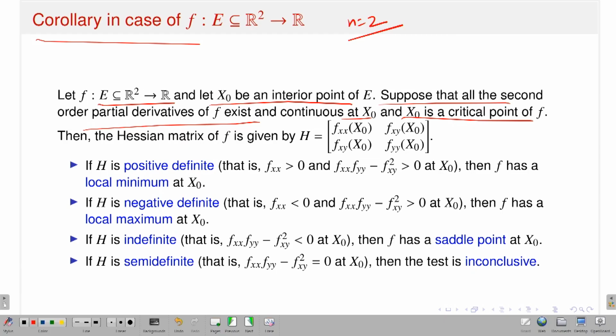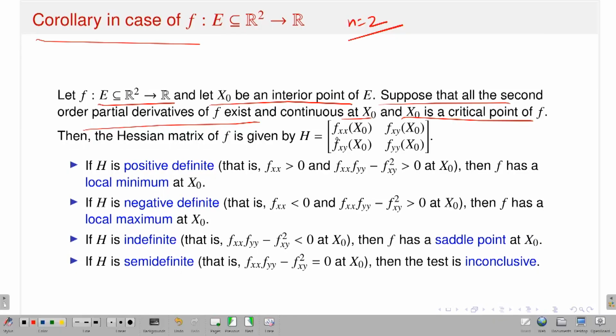Now, you go back to the Hessian matrix. You can form the Hessian matrix because the second order partial derivatives exist. Since they are continuous, it is a symmetric matrix. Now, it is a 2 cross 2 matrix because I am starting with a function from R2 to R. Hessian matrix is nothing but the Jacobian of the gradient. Gradient is a map from R2 to R2. Therefore, the corresponding Jacobian matrix is of order 2 cross 2, and hence your Hessian matrix is a 2 cross 2 matrix.